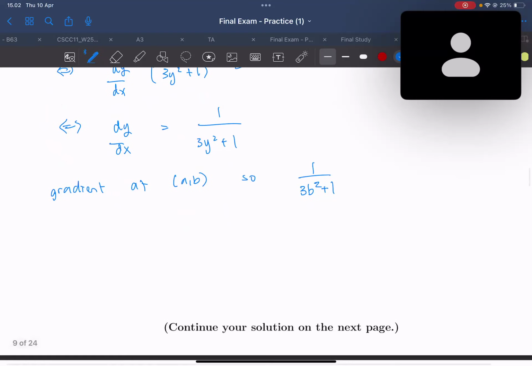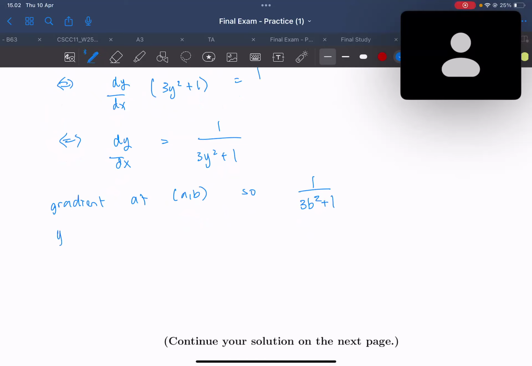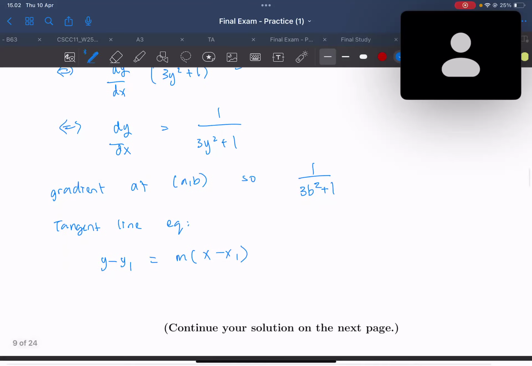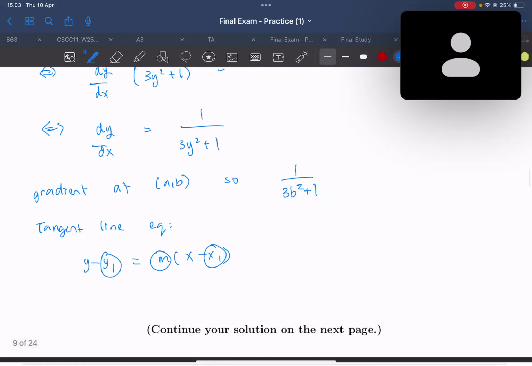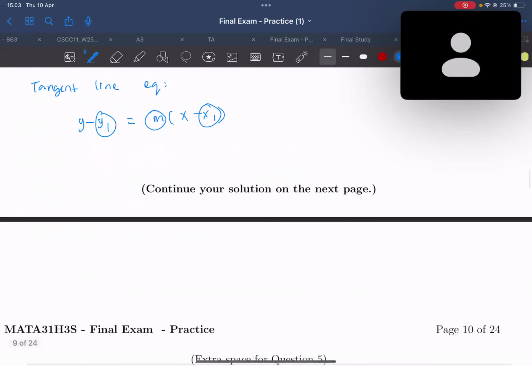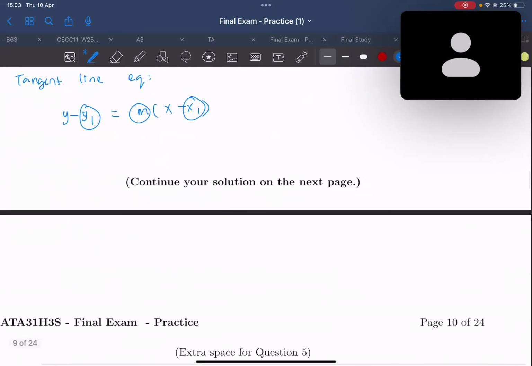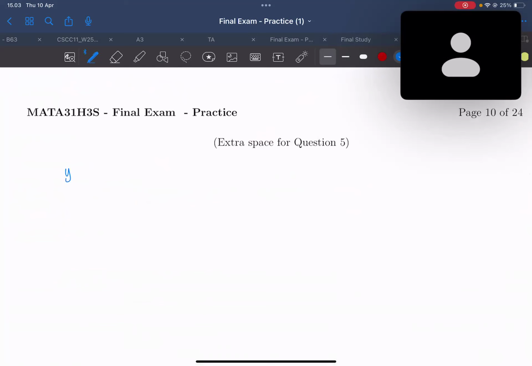Now we know that the tangent line will be, generally, in the form of the tangent line equation. It's always like this: y minus y1 equals m times (x minus x1). Basically what we need is a point, x1 and y1, and we also need the gradient, which we already have. So the point we can put in is (a, b). If you put in the point (a, b), you get y minus b equals 1 over 3b squared plus 1 times (x minus a).